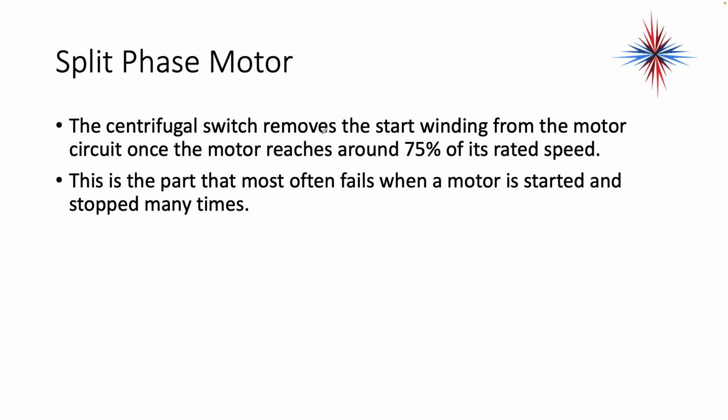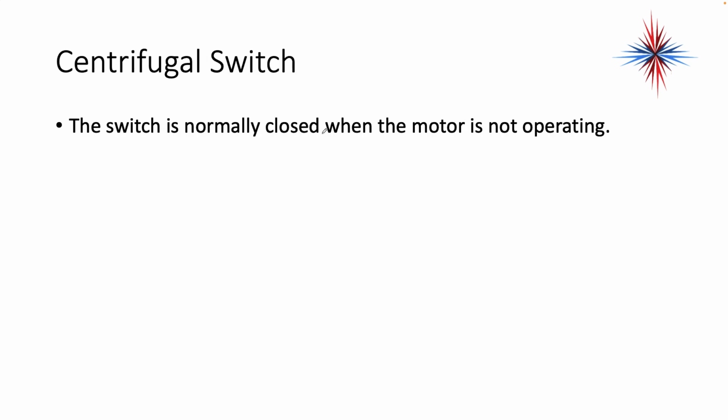The centrifugal switch removes the start winding from the motor circuit once the motor reaches around 75% of its rated speed. This is the part that most often fails when a motor is started and stopped many times. Okay, it's a movable part. It's an on-off switch. It has contacts, and eventually those contacts are going to fail.